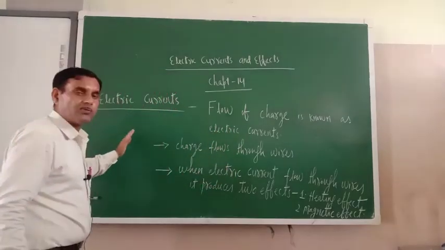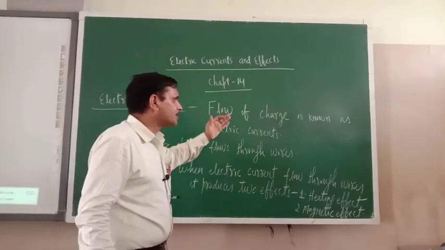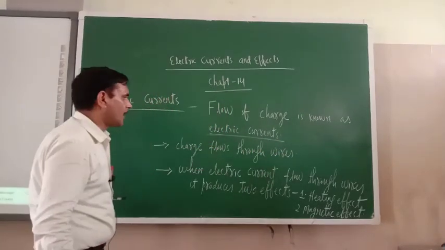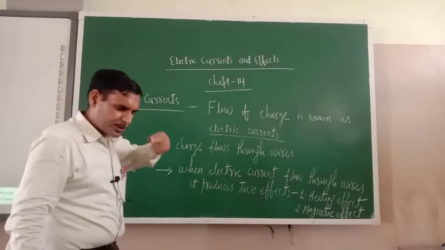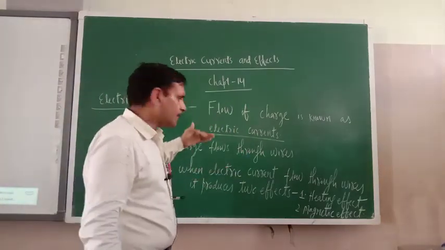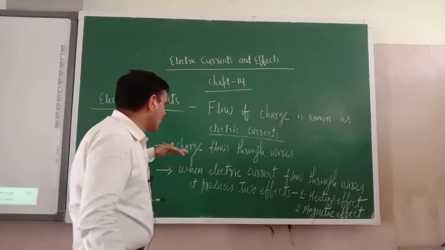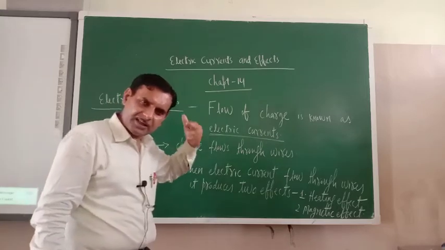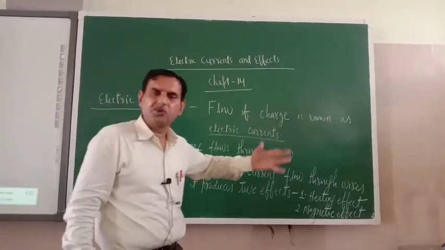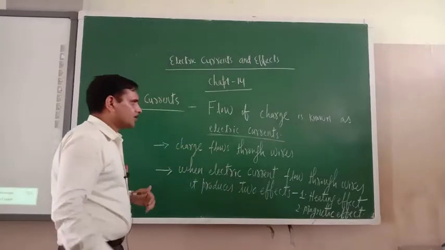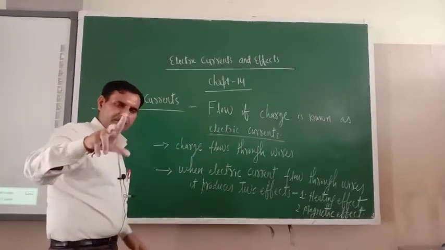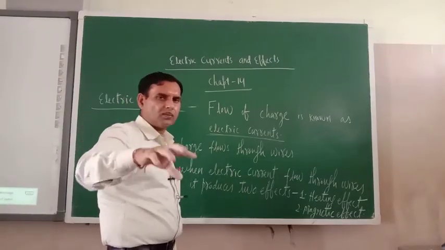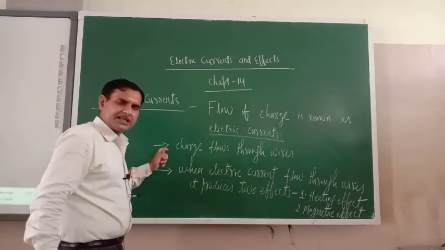So the first question is, what is electric current? The flow of charge is known as electric current. So just see, for the flow of charge, what is required? Wire is required. When wire is there, then only charge will flow from one place to another place. So actually try to understand. I will show you what kinds of circuit diagram are there and how the charge flows from one place to another place.